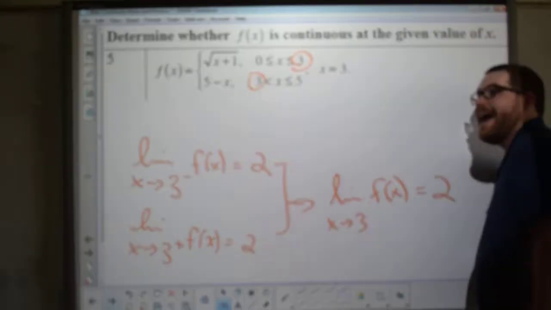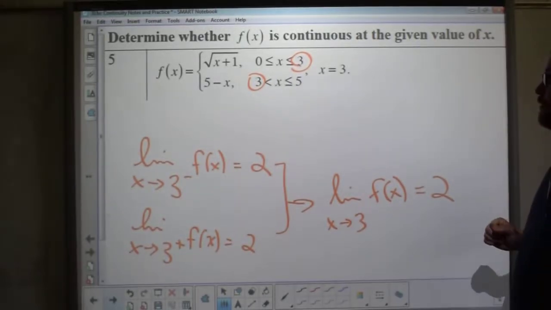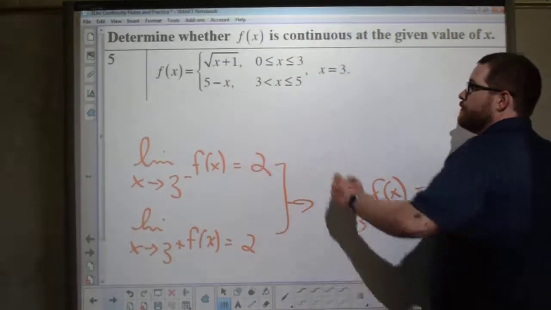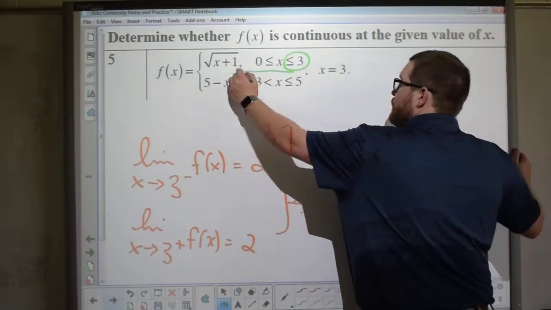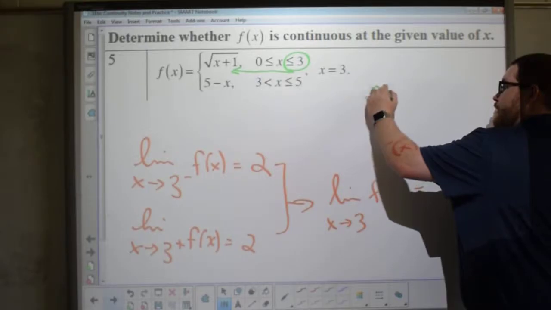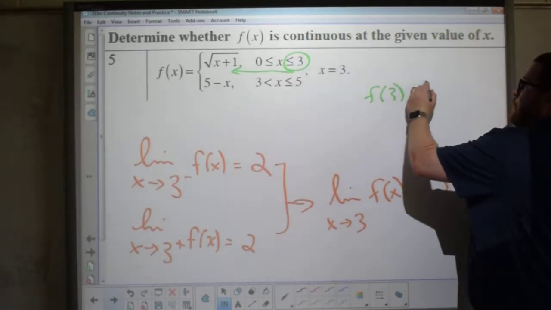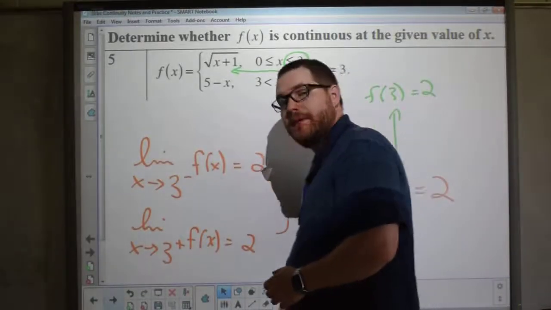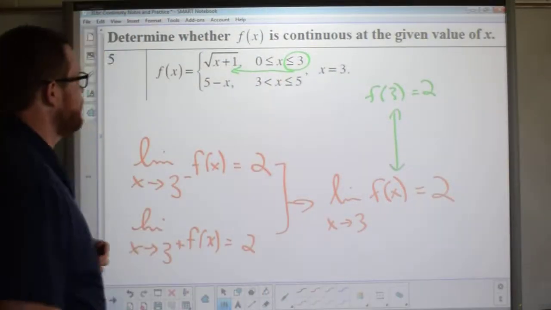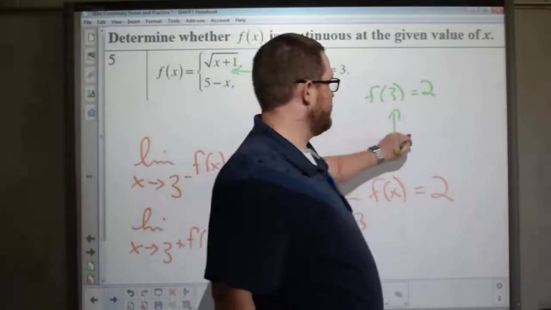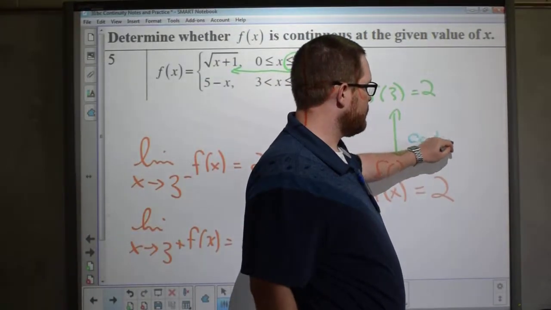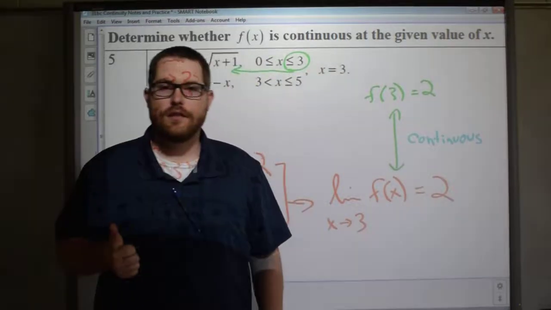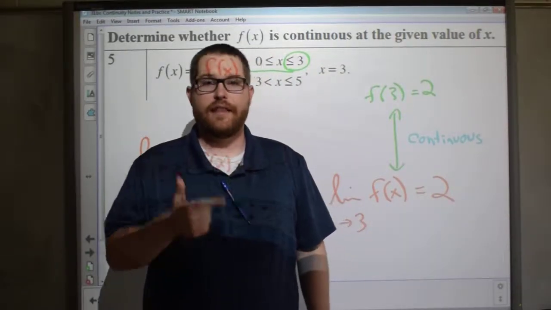But that's only one half of the proof. The other half of the proof says, does the point exist? Well, 3 is right there, so I'm going to plug it in right there and say that f of 3 equals 2. The point exists and the limit exists, and they're the same. So what's that mean? It means it's continuous. Remember, to be continuous, the limit has to exist, the point has to exist, and they have to be the same.